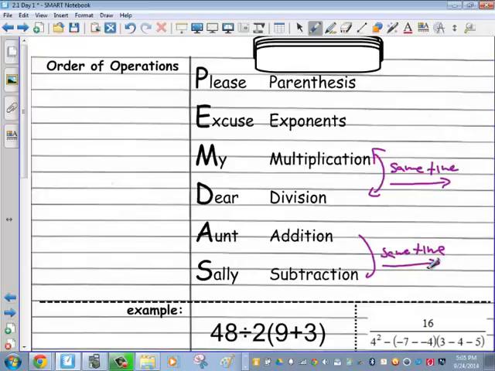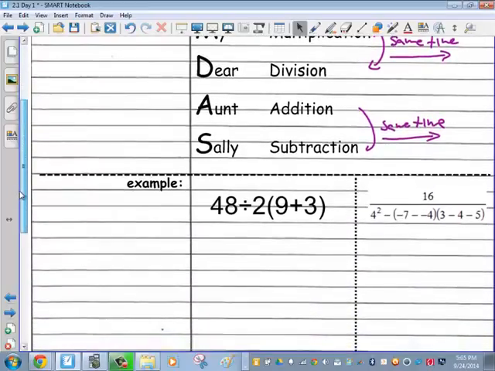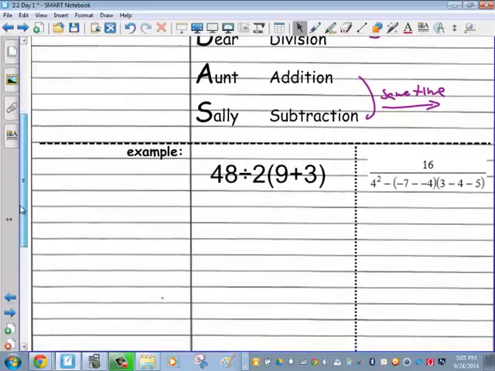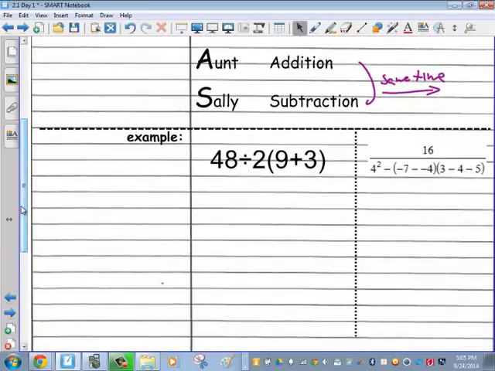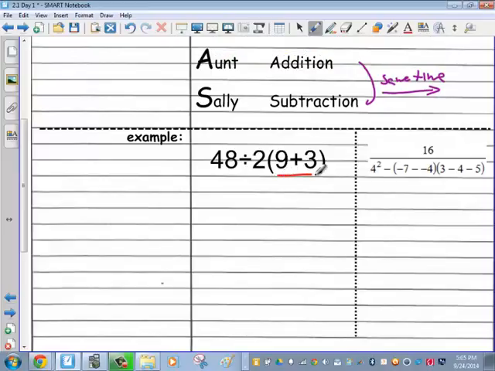So let's apply these down here with these two problems. Once you get better and better at this, you don't have to follow these rules. Well, you do have to follow the rules, but you can find tricks of not doing them in order. So please excuse my dear Aunt Sally, parentheses first. If we're doing parentheses first, I have to do what's in here first.